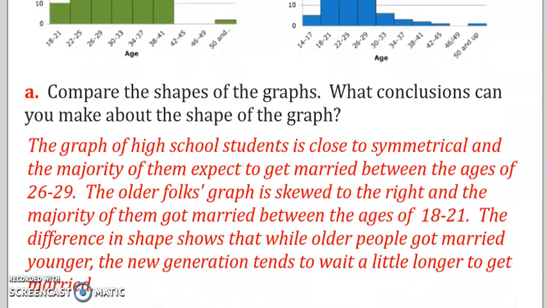So it says the high school students is pretty close to symmetrical. So there's just as many of them who are predicting an older age as a younger age. The seniors, again, the old folks, is certainly skewed to the right. So a lot of them got married in that 18 to 21 age range. And then it kind of tapered off as they got older.